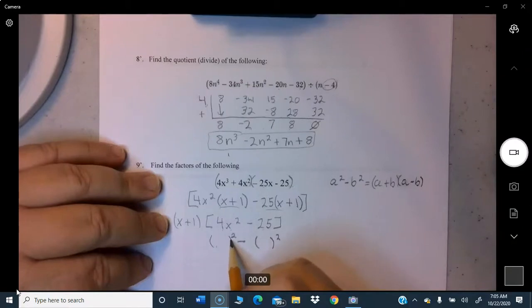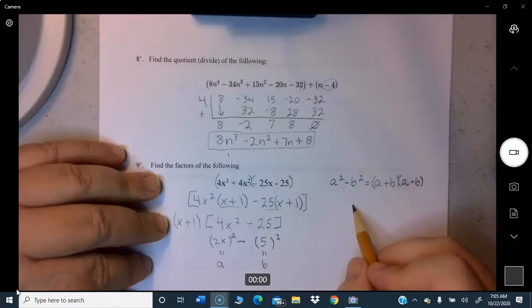Okay, so what squared gives you 4x squared? Just take it one piece at a time. 2 squared will give you 4, and x squared will give you x squared. And then for 25, it's simply 5. So this is your a. That's just a sideways equal sign. This is the b, is 5.